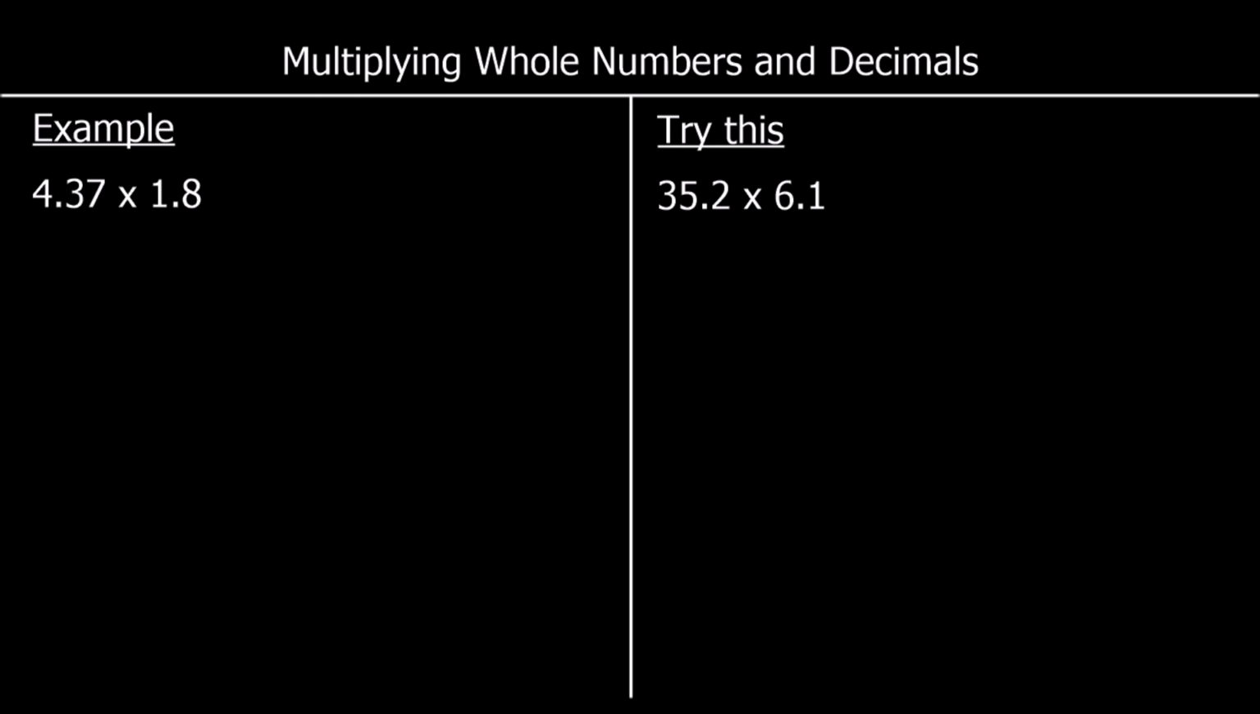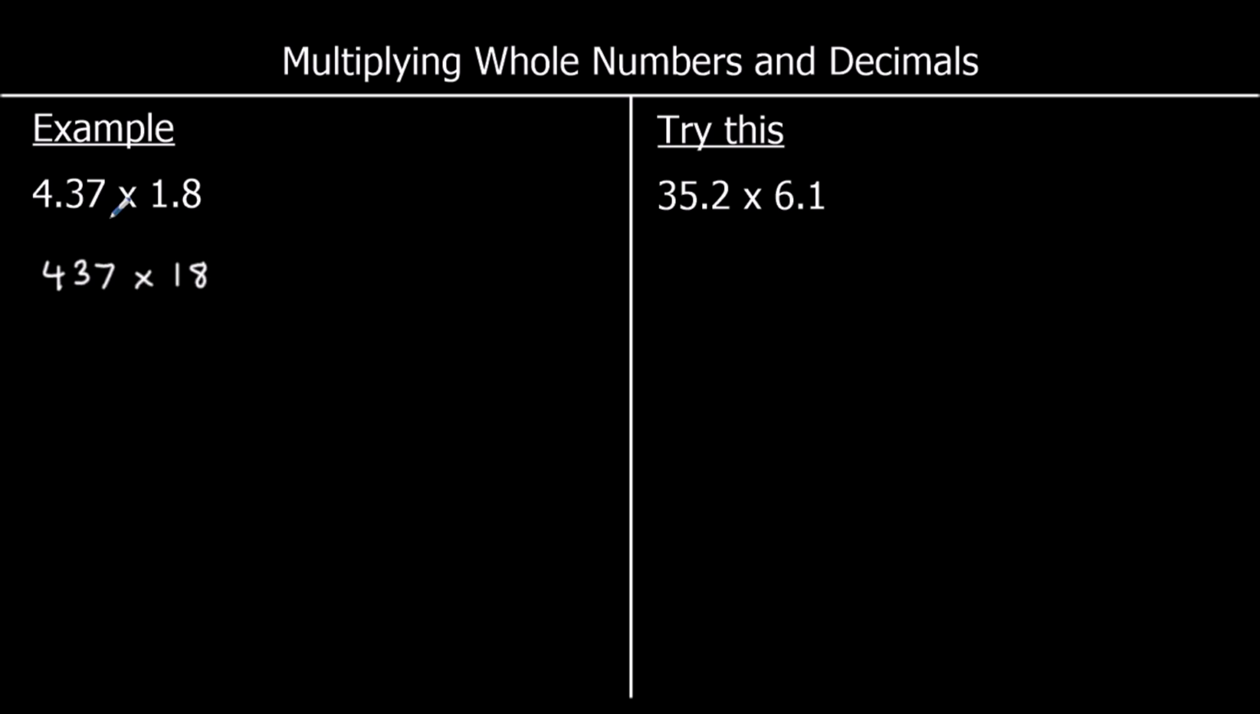Now we're going to look at multiplying decimals. So I've got a question that says 4.37 times 1.8. I'm going to make it easier and change the question. So I'm going to actually work out 437 times 18. I'm going to take out the decimals and I'll put them back in at the end. So 4.37 times 1.8, I'm changing into 437 times 18.